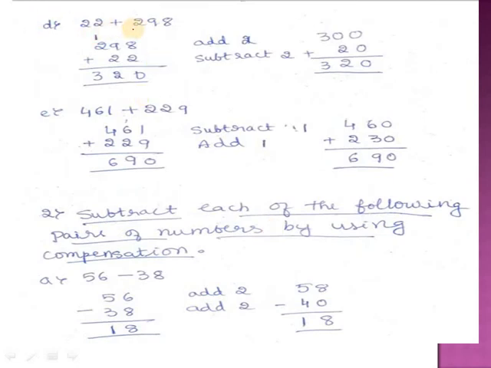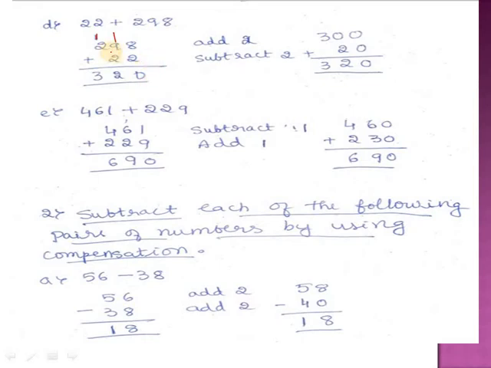Now 22 plus 298. 298 plus 22. 8 plus 2 is 10. So carry over 1, 0. 9 plus 1 is 10. 10 plus 2 is 12. So 2, carry over 1. 2 plus 1 is 3.